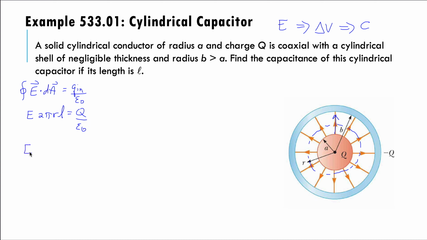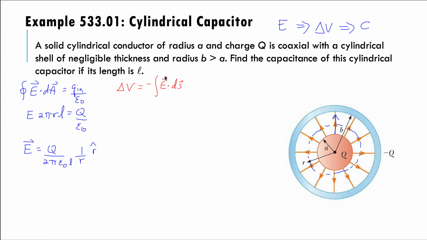So the electric field is going to be Q over 2 pi epsilon naught L, times 1 over r. And we can give it a direction just like with the sphere. It's radial, pointing outwards. And then the next thing is to find the potential difference. So delta V, since the field is non-uniform again, we have to integrate negative E dot ds.